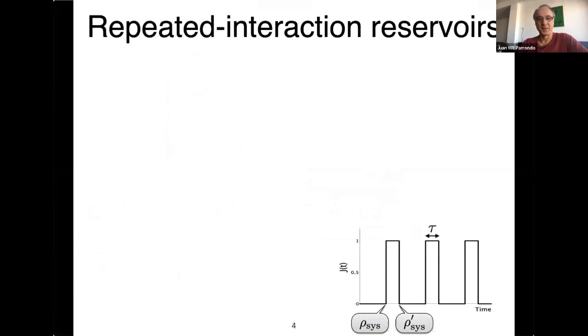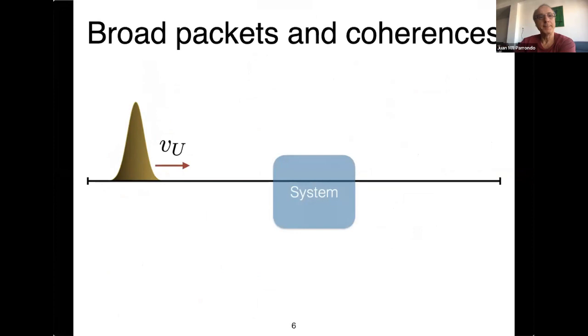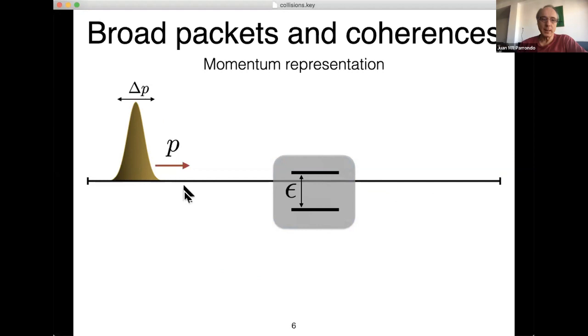Thank you. So we were here. Yeah, I wanted to show you that when you consider wave packets, so particles, there is very interesting physics which can be illustrated by this simple example. So suppose that the system is a qubit with a level spacing epsilon. And I'm going to show you that it is very important the dispersion of the packet in the momentum representation. So suppose that you have a Gaussian packet, which is a packet in position representation, but it's also a packet in momentum representation with some width delta p. And suppose that this packet interacts with a qubit in the ground state.